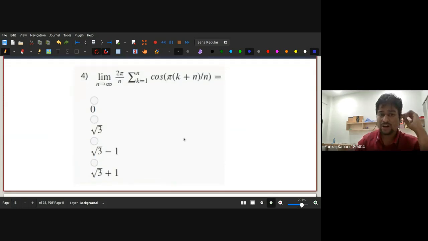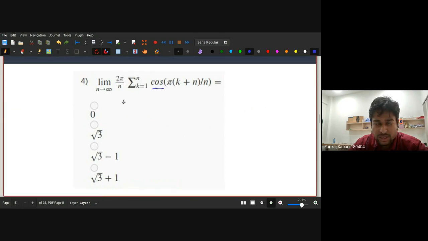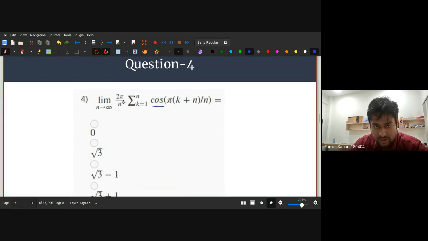Okay, in this fourth problem we have to find this sum. Now we have to again realize this limit of this summation as a Riemann sum of some function. That function must involve cos, right? Because the cos is here, but what this function exactly is, that we have to find out.